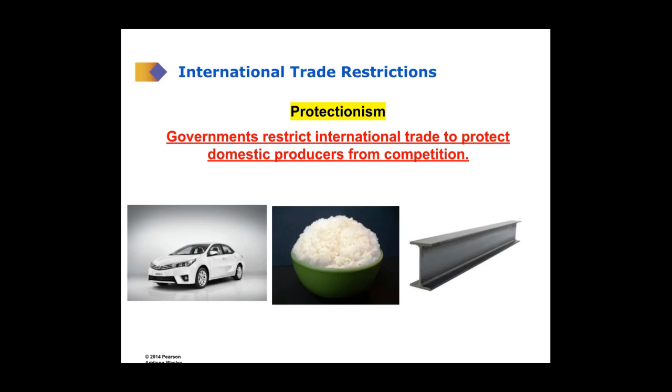Now, we can look and see there are sometimes when countries, governments will restrict trade. And they do this to protect domestic producers from competing. We call this protectionism. Any sort of trade restrictions that are done in order to minimize trade or protect producers or exporters is called protectionism.